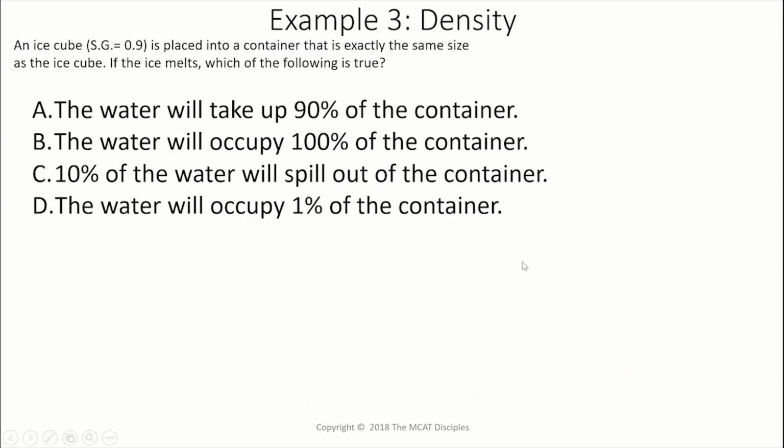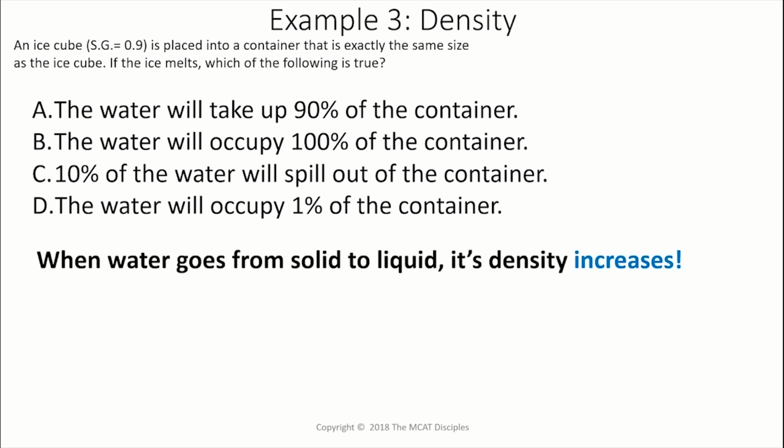An ice cube with a specific gravity of 0.9 is placed into a container that is exactly the same size as the ice cube. If the ice melts, which of the following is true? Okay, so two things here that are important. If you don't know already that the density of water is going to increase as it goes from solid to liquid, again, this is very exceptional. Water is the only compound that I know of that does this.